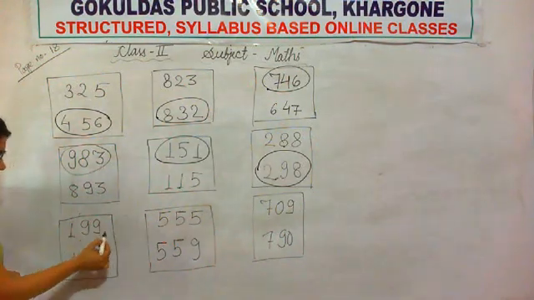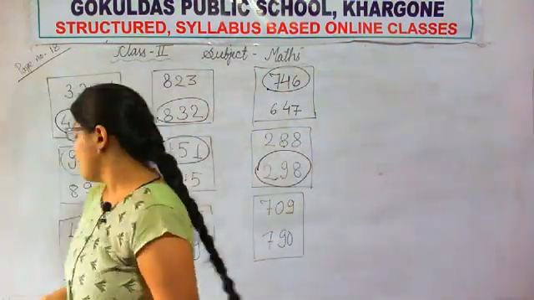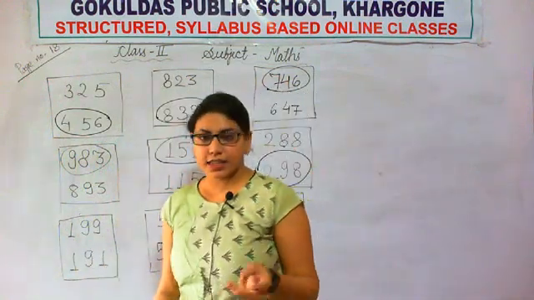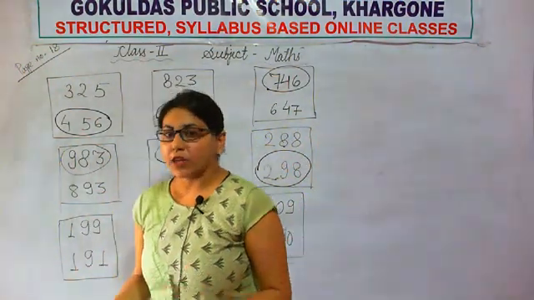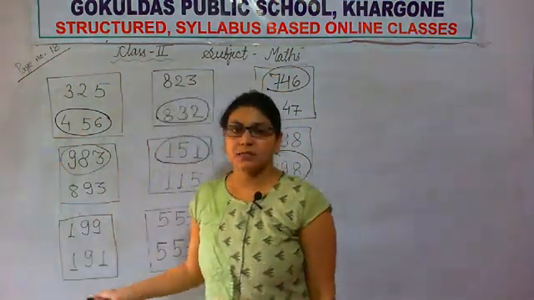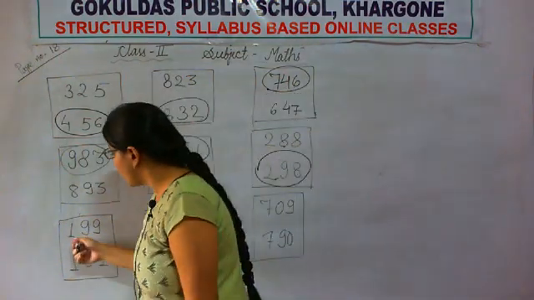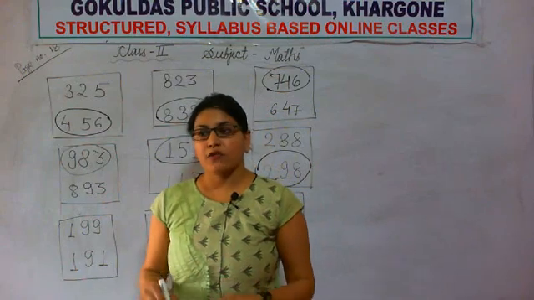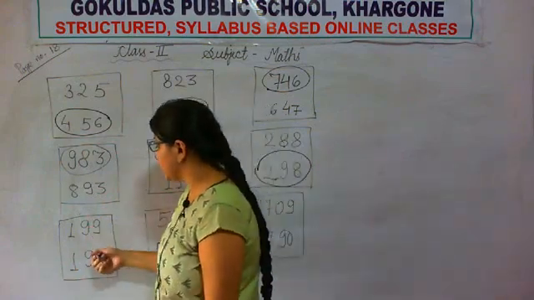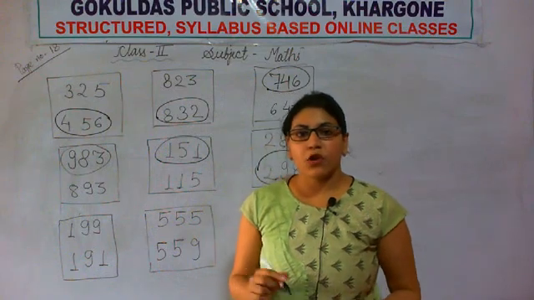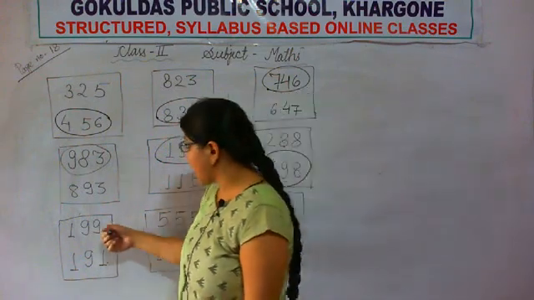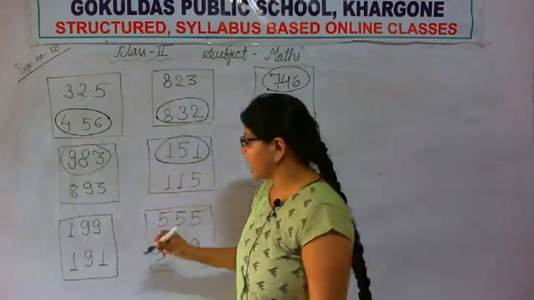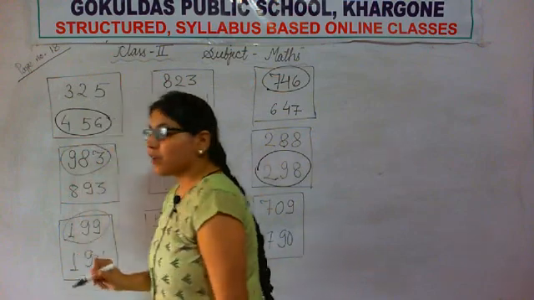So now 199 and 191. Which number is bigger? For that we will check the number of digits. Both the numbers have 3 digits. So now we will check the place values. First we will check the highest. Here the highest place value is 100. Both the numbers have 1 at the hundreds place. Now what will we do? We will check the tens. Again both the numbers have 9 at the tens place. Now we will check the ones. Here 9 and here 1 at the ones place. So which one is bigger? 9 or 1? 9. So 199 is the bigger number.